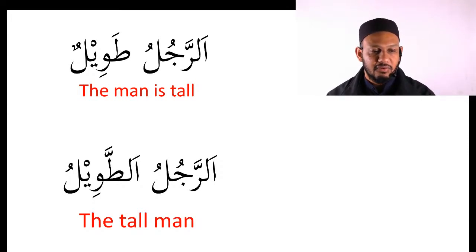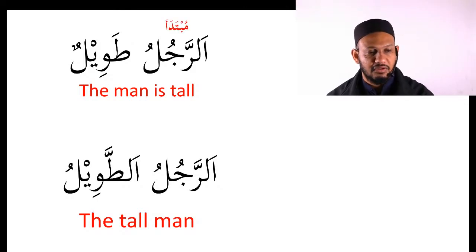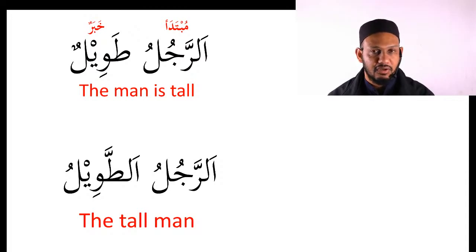In the first one, ar-rajulu tawilun, it is a sentence. Okay, so it has a complete meaning. So in terms of the construction, it's a sentence. It is the man, which is the focus of the sentence, and tawilun is tall, is giving me information about the focus. So I'll translate that as the man is tall, and the first part is called mubtada, and the second part is called khabar.